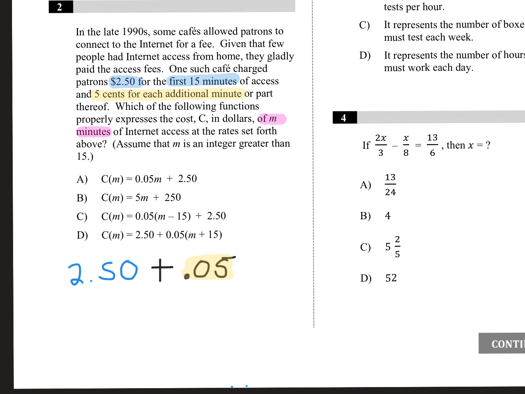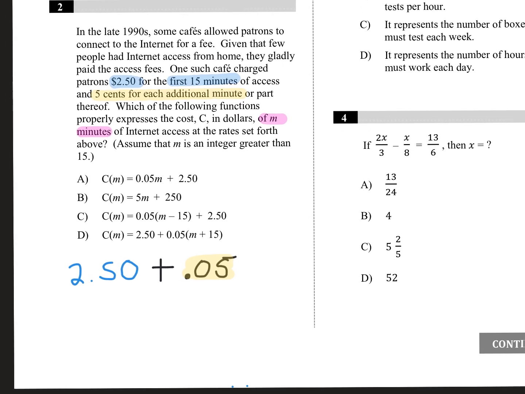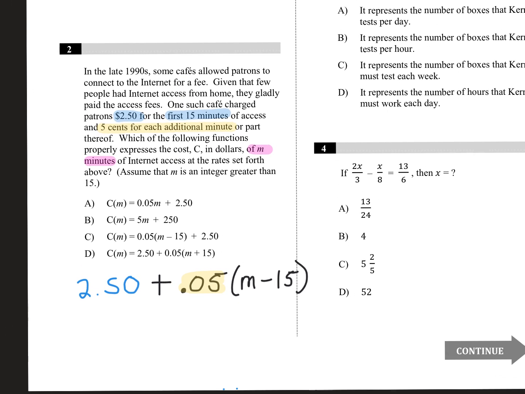And here's where you need to be careful, because it's not going to be 5 cents times M, okay? It's going to be 5 cents times the number of minutes minus 15. And the reason for that is they already paid for the first 15 minutes with that $2.50. So if you don't take away the 15, you're charging people twice for the same first 15 minutes. So that means that it is going to be C. It's the same equation, it's just flipped around, but it is the same equation.